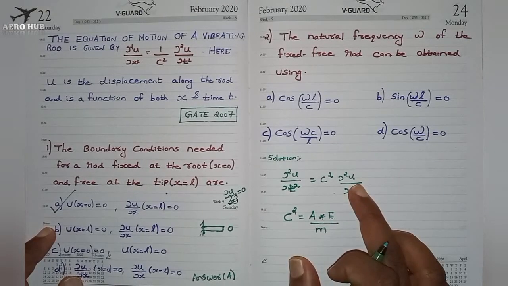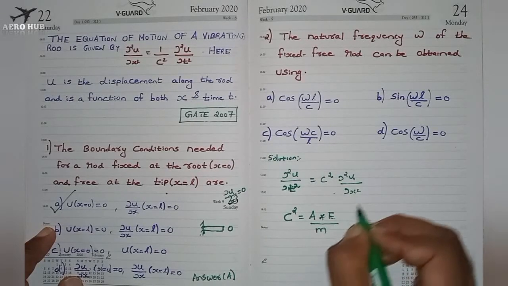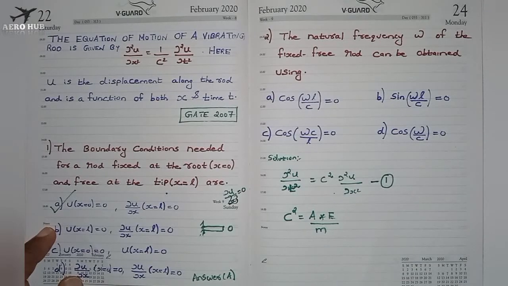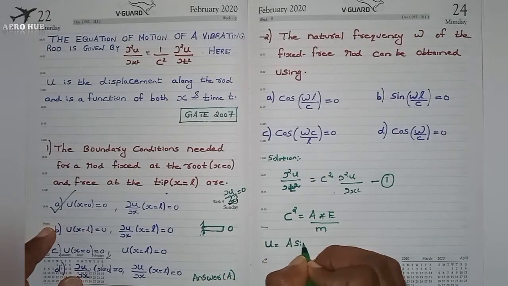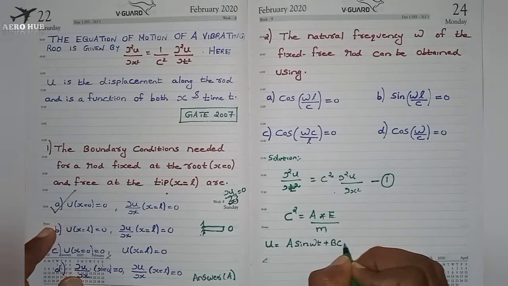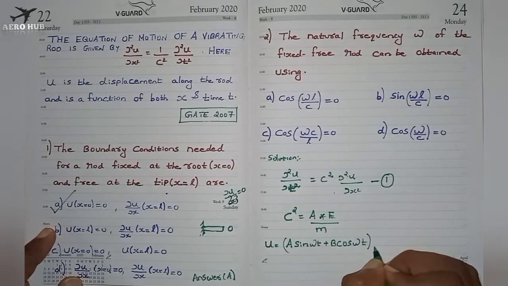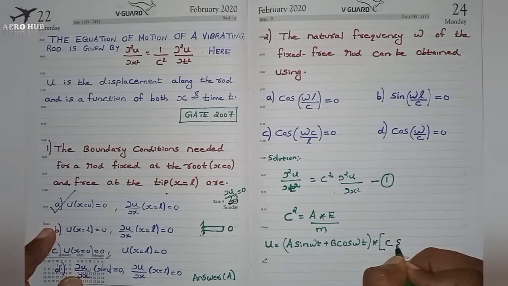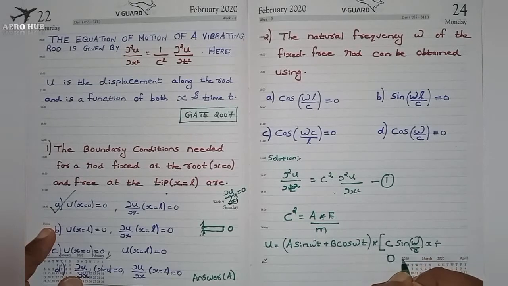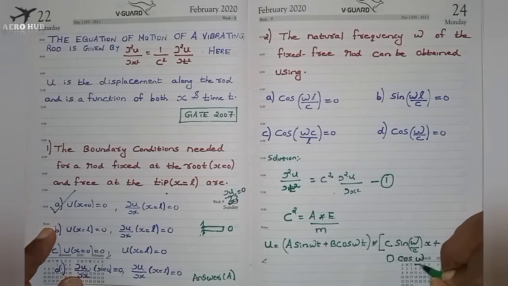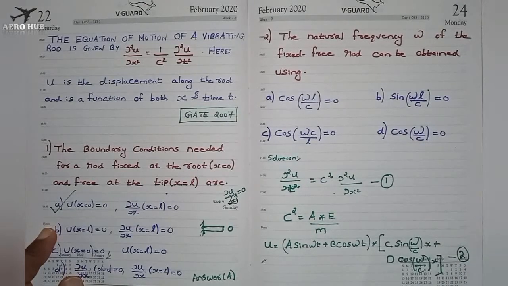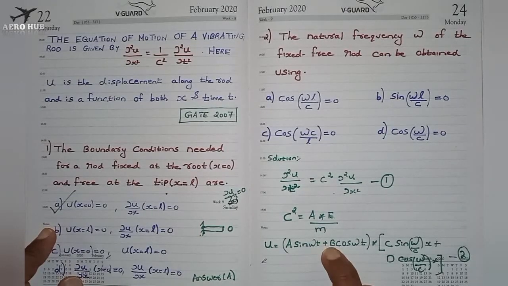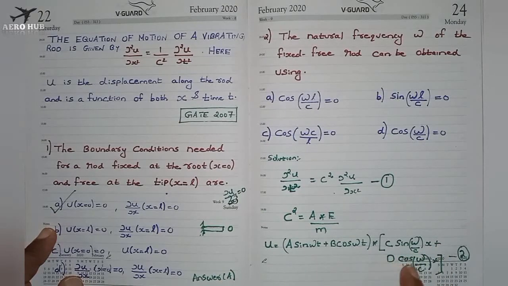Okay, this is about the governing equation, or equation of motion, of a vibrating rod, and I'll put this as equation number 1. The general solution for the equation is given by u is equal to (A sin omega t plus B cos omega t) into (C sin (omega by c) x plus D cos (omega by c) x). This is the general solution for a vibrating rod or a vibrating bar.